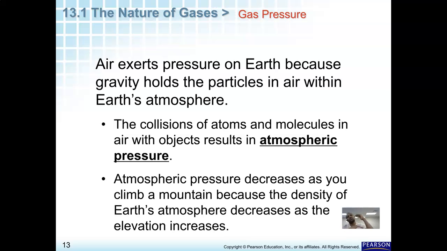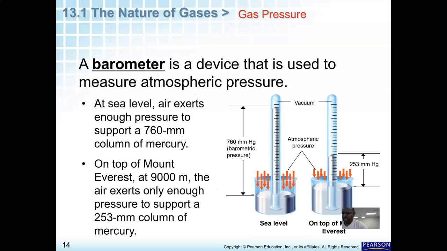So as you climb to a higher altitude, or maybe to the top of the mountain, the density of air decreases, which means the chance of collision between the air molecules and the objects around also decreases. That decreases atmospheric pressure. A device that we use to measure atmospheric pressure is known as a barometer.